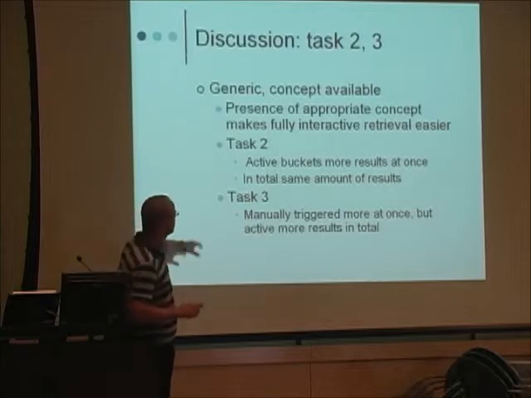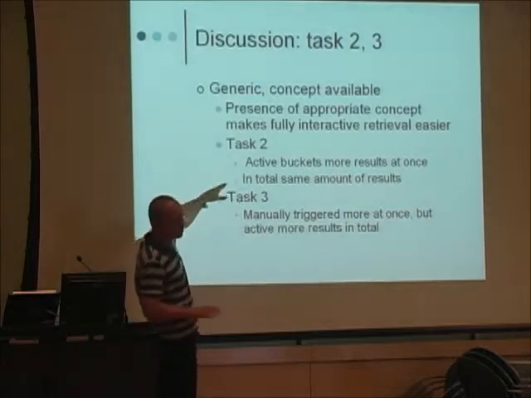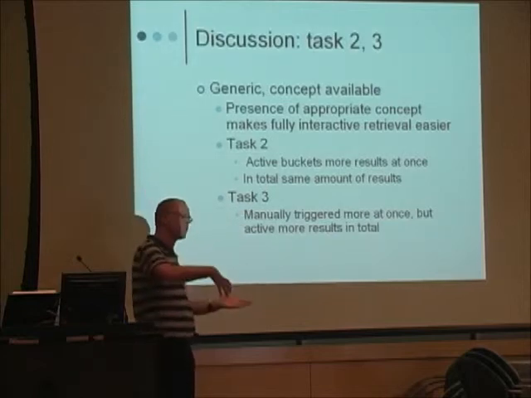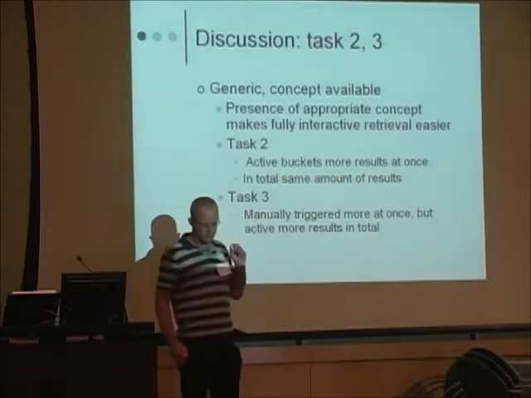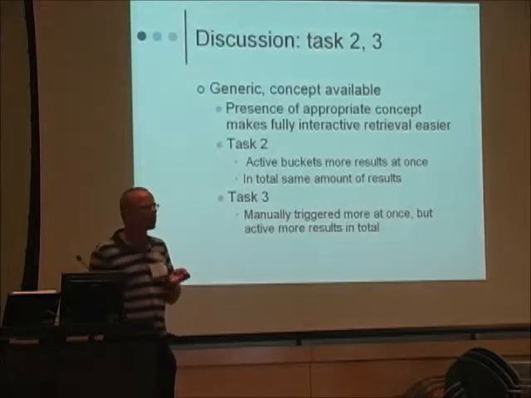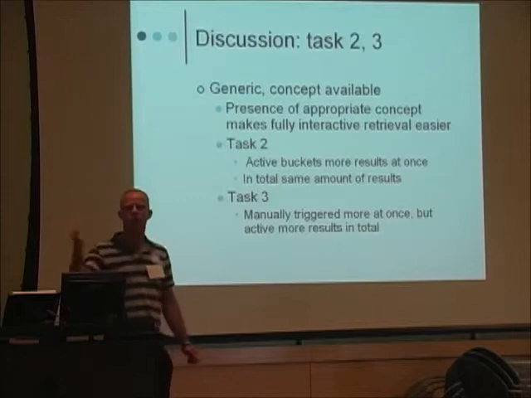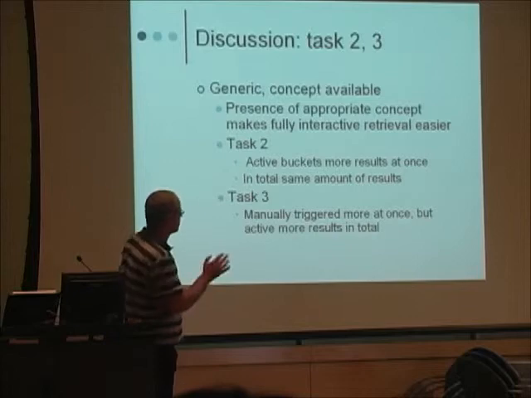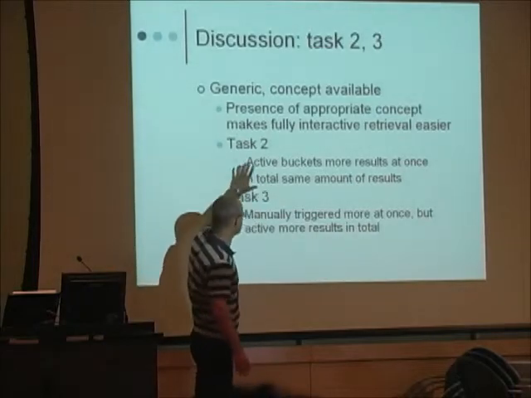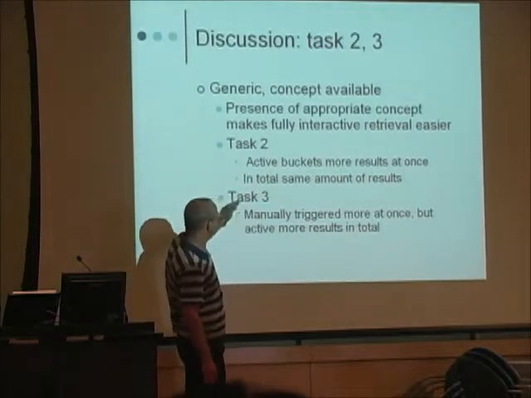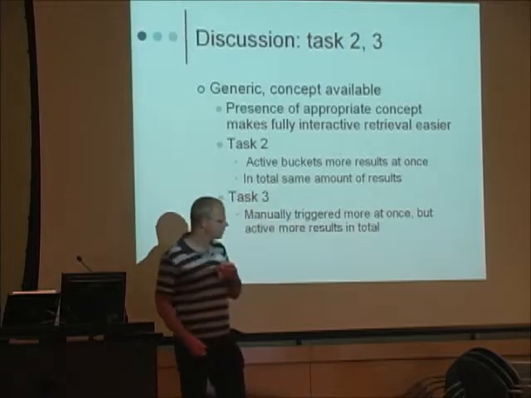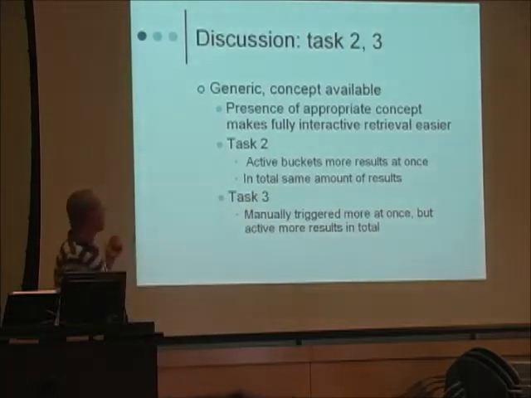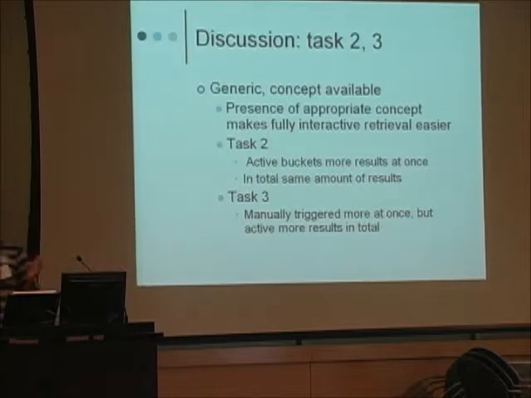If you look at the third one, so the difficult task of finding airplanes and black and white, the manually triggered expansion was very often wrong. So the user at some point thought, well, maybe this is a good point to look at things, and then the system just replied, well, there's nothing interesting here. So that was interesting. And what you see is that the manually triggered more, but the active buckets actually gave better results. They get more results in total.